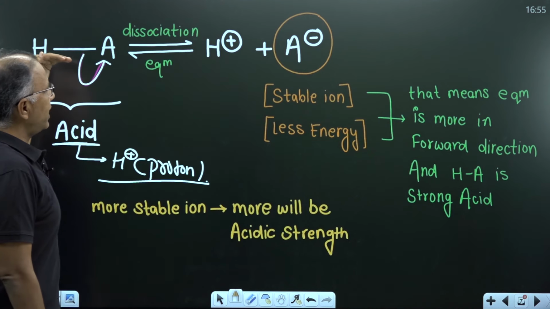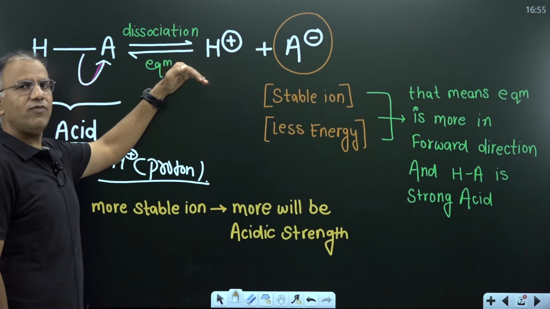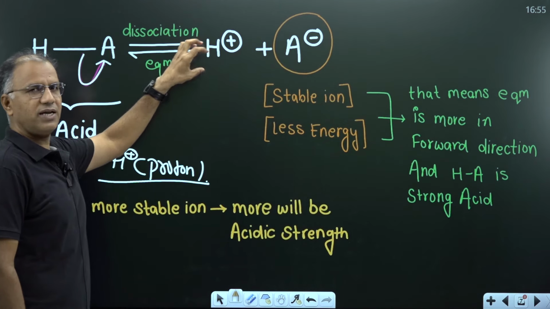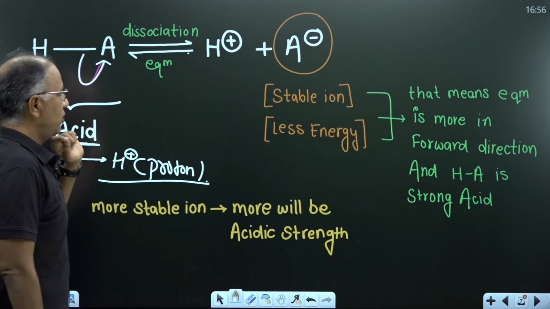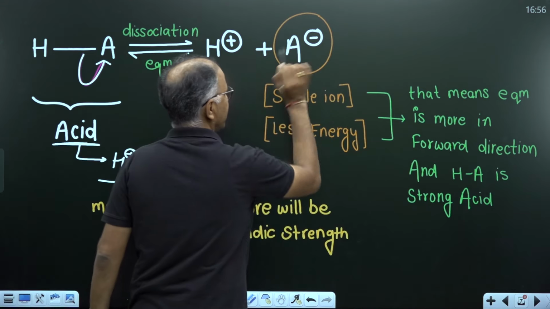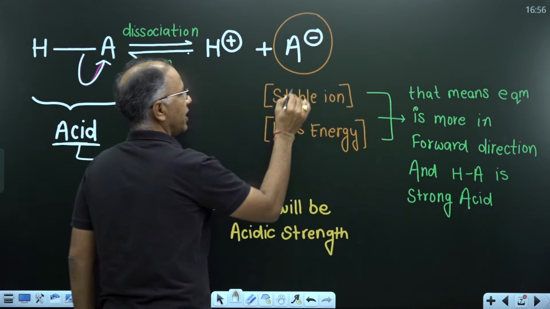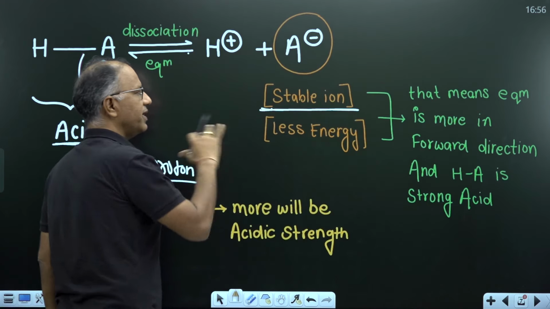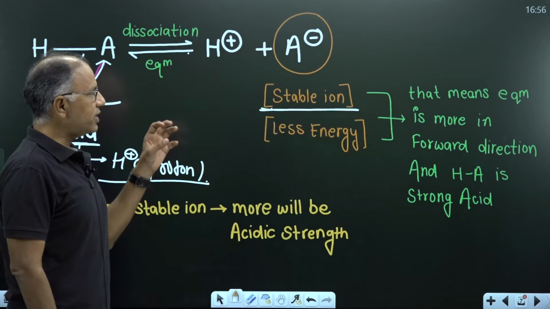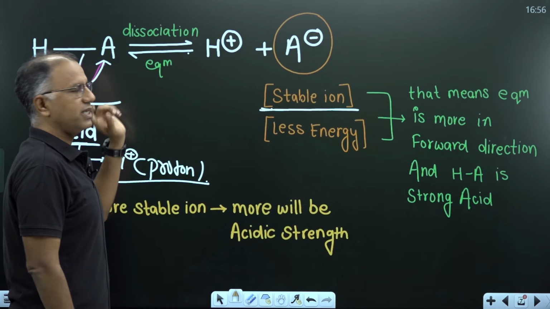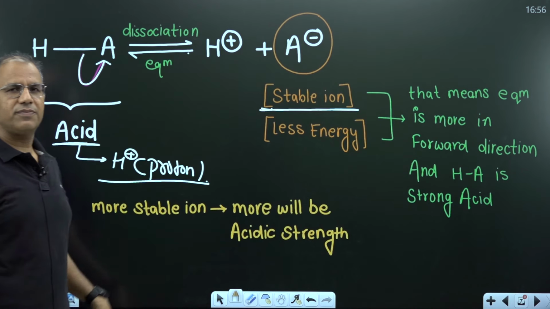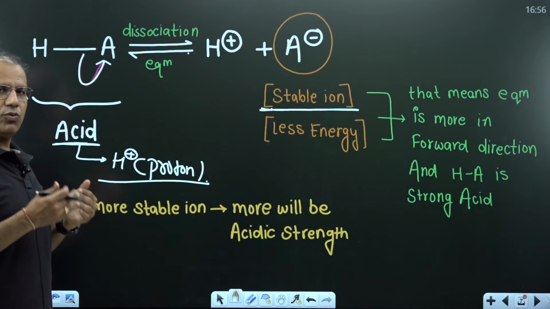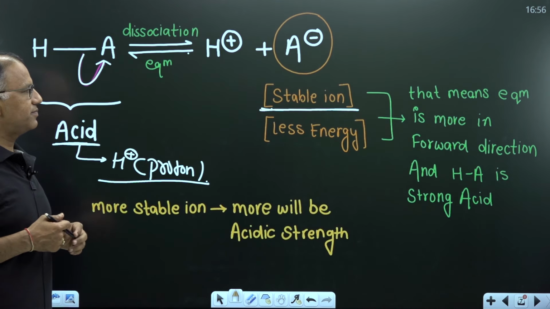This means the more the equilibrium is in the forward direction, the more will be the acidic strength. More equilibrium forward, more H plus ion, more acidic strength. Now, in this case, A minus is forming. If A minus is a stable ion, then more will be the acidic strength. More the stability of A minus, more is the acidic strength. How? Think about it. How does the stability of A minus contribute to the acidic strength of HA?